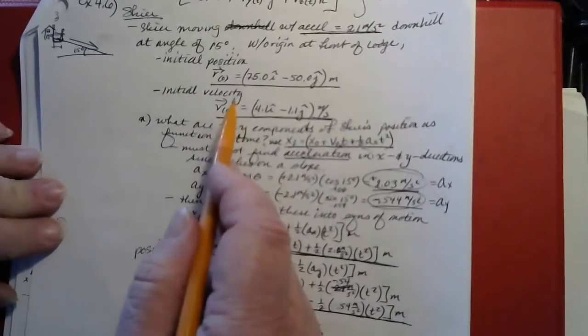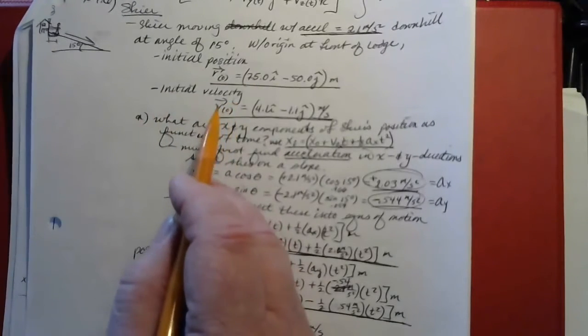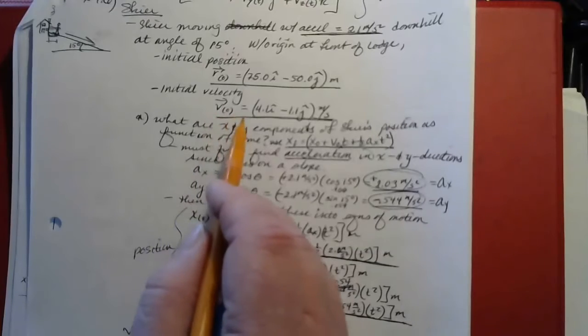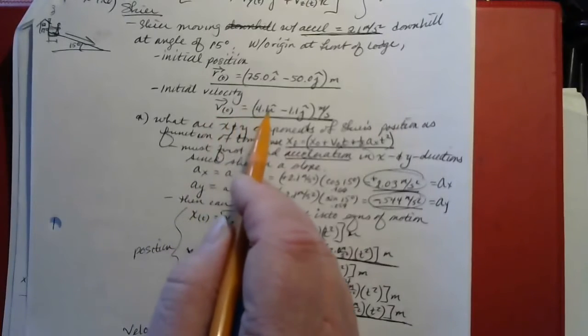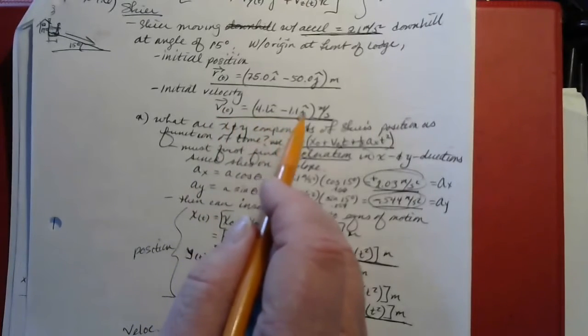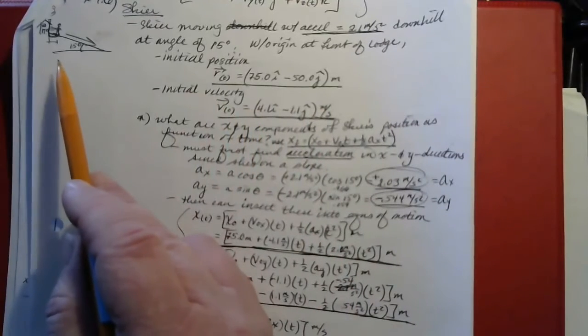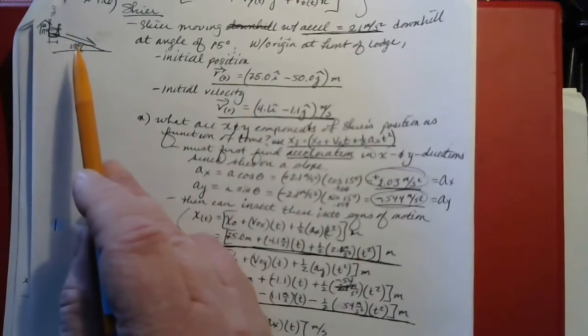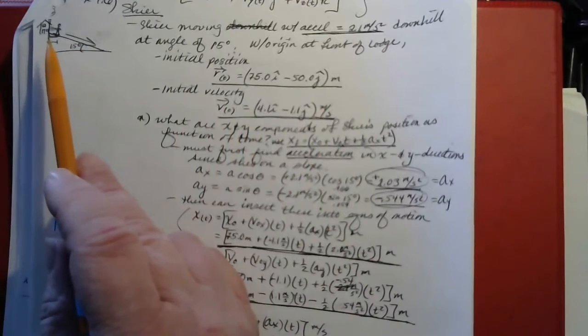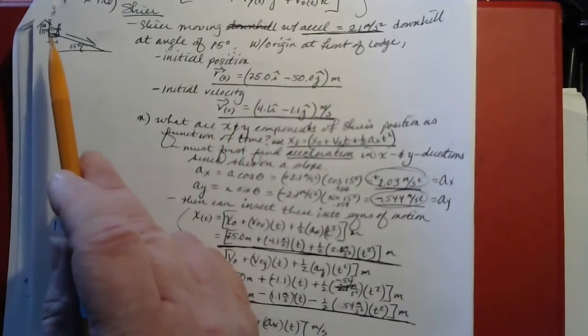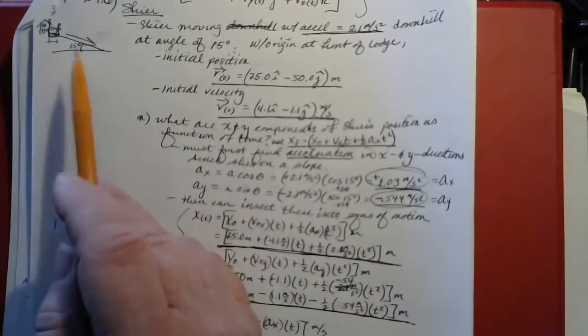Okay, the initial velocity is given by the velocity vector at time 0, which is equal to 4.1 i minus 1.1 j. That just means that the skier is going 4.1 meters per second in the x direction and downward at 1.1 meters per second in the y direction.